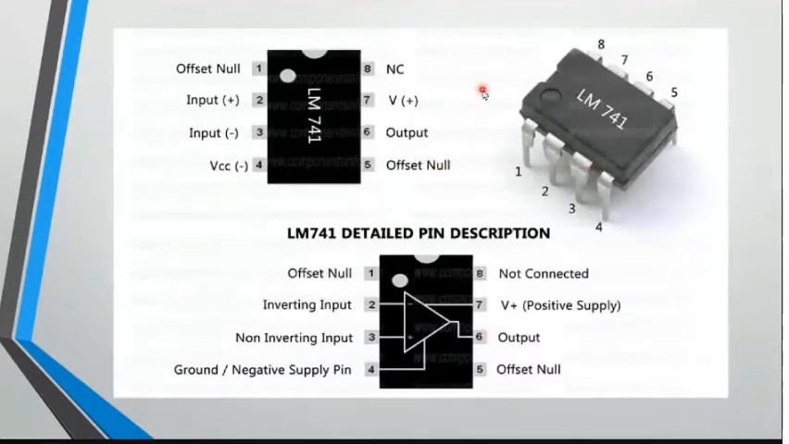Okay, so this operational amplifier is an 8-terminal device. It is having 8 pins, and usually we use IC 741. This is the LM series. This IC number is 741. It is having 8 pins, and here you have the notch.